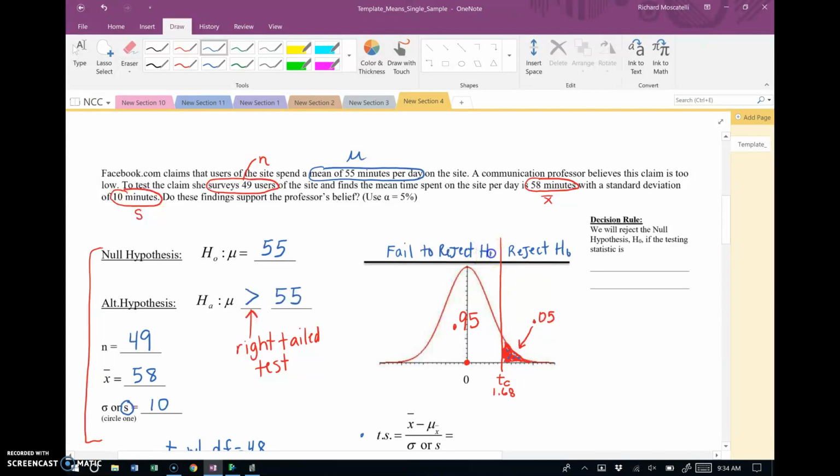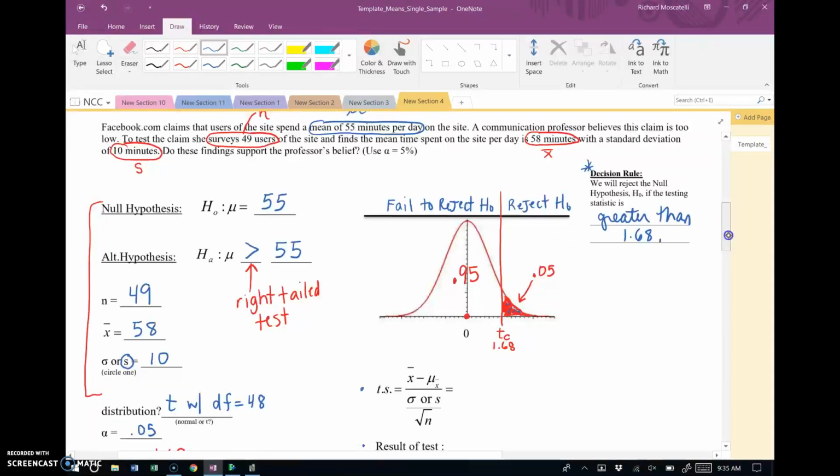Remember, the decision rule is based on the null hypothesis. And that's this little statement right here. The decision rule says we're going to reject the null hypothesis H0 if the testing statistic is greater than 1.68. All right, so there you have it.